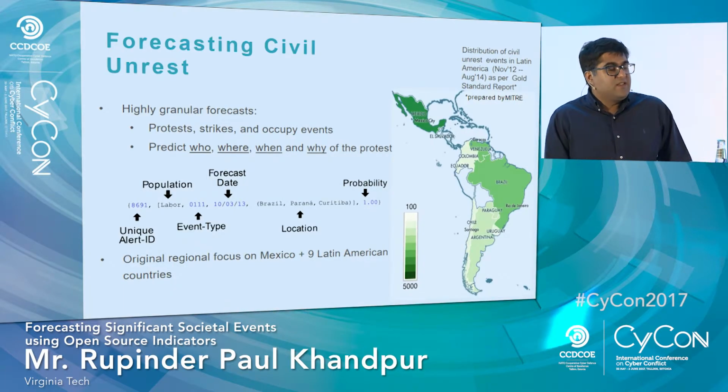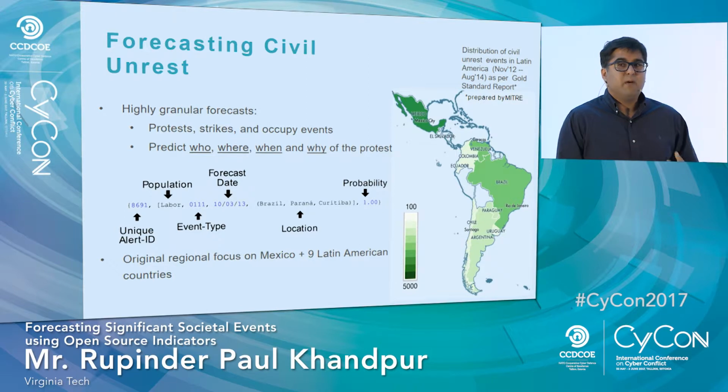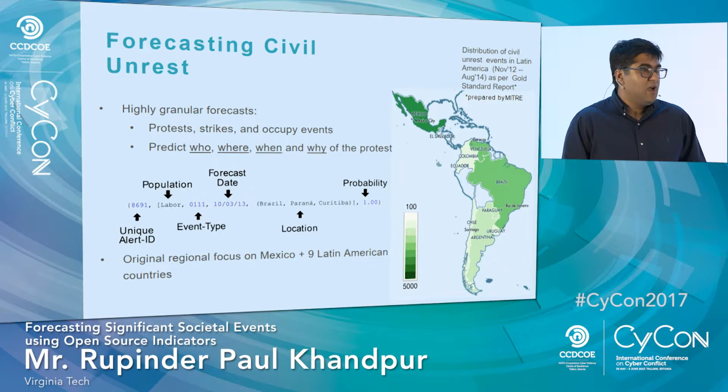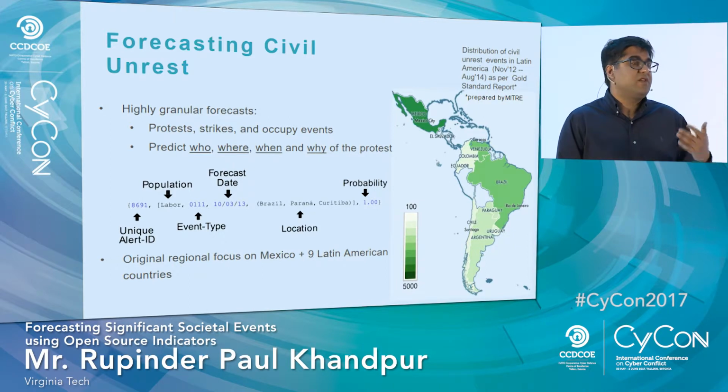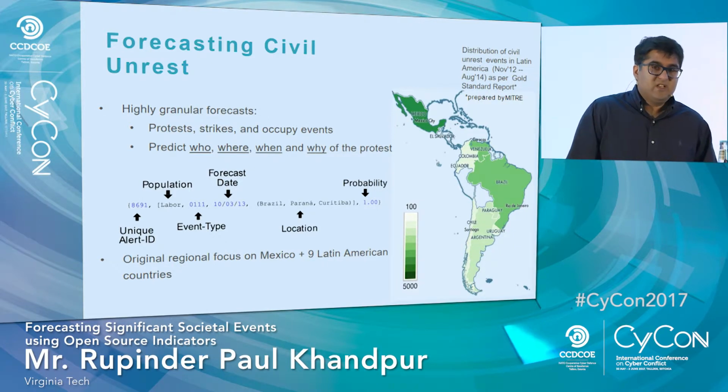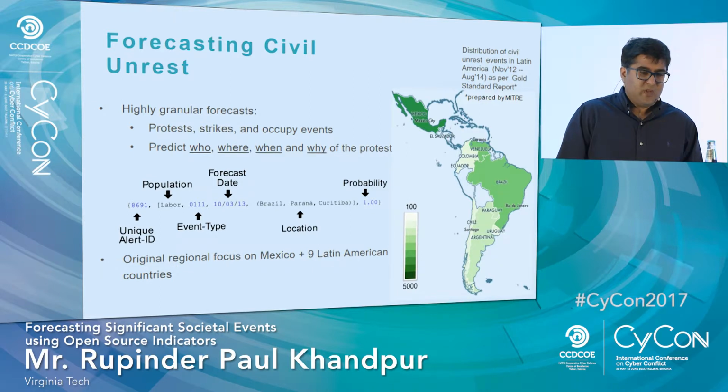And the third case is forecasting civil unrest. This has been a major focus area for us at Discovery Analytics Center, and we provide very specific, very granular warnings. The warnings address who will be protesting, so that is a population; when they will be protesting, the date; where, down to the city level location; and why, the event type of that protest.